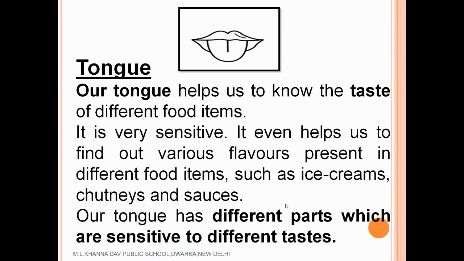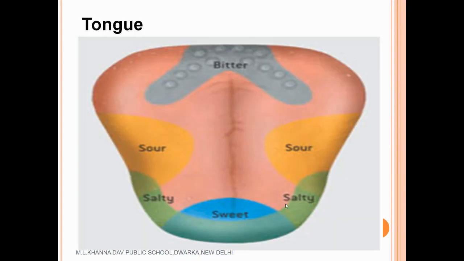Our tongue has different parts which are sensitive to different tastes. Now here is a diagram of the tongue. It is a self-explanatory diagram. You can see the tip of the tongue is sensitive to sweet taste. The sides of the tongue are sensitive to sour and salty. And the back of the tongue is sensitive to bitter taste. Whenever we are eating any food item which is sweet in taste, it means the tip of the tongue is telling us about its taste. Clear? Clear to everyone? Yes.